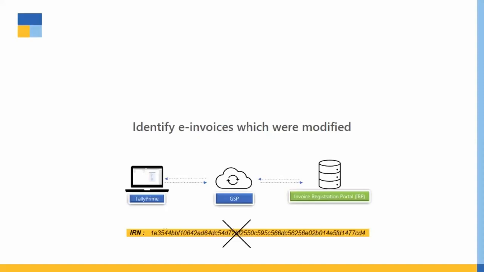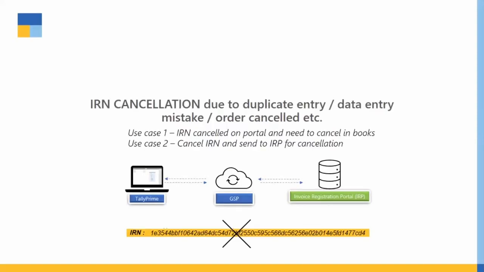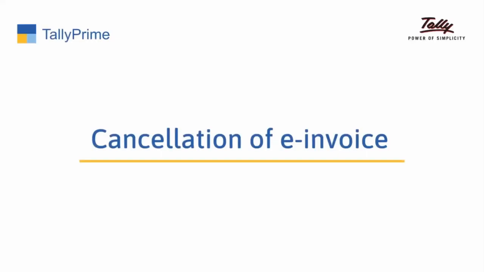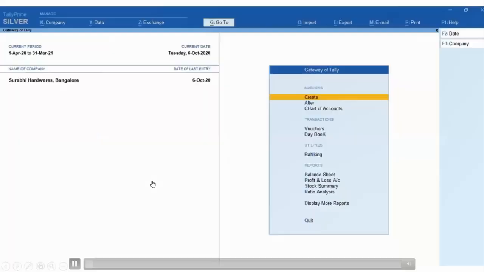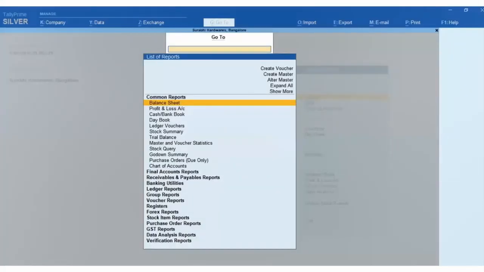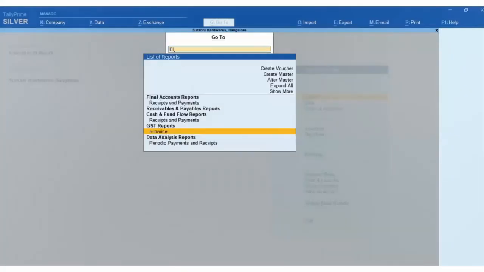Identify invoices which are modified. We've already seen it from the IRN register. IRN cancellation due to duplicate entries. Let's see the cancellation process in Tally. Cancellation of e-invoice. It's a very important process. You go to the e-invoice report first.